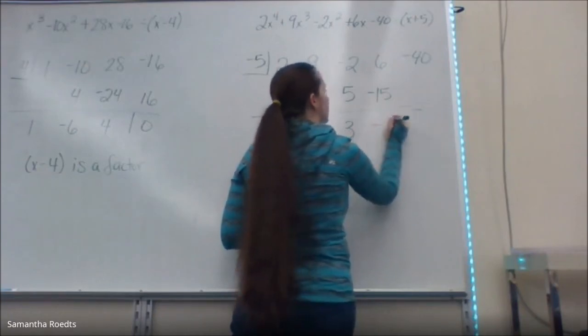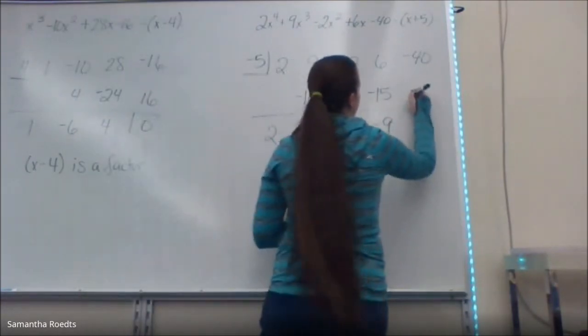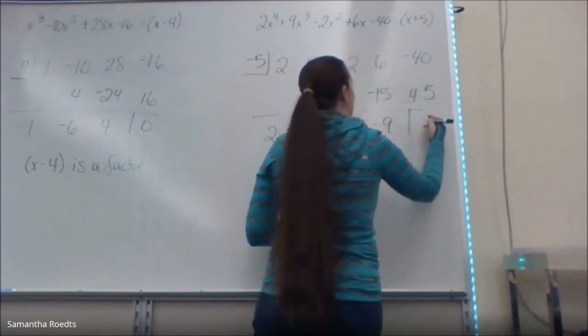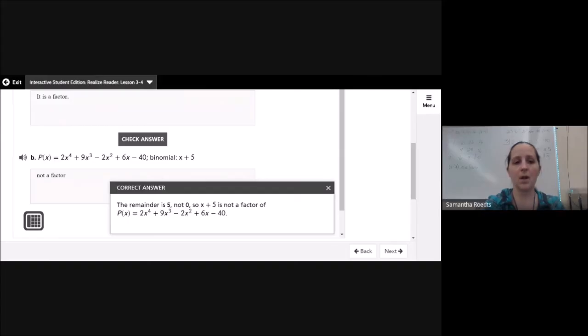Negative 9 times negative 5 is positive 45. So I have a remainder of 5. Okay, so that's not a factor. Because the remainder is not 0, x plus 5 is not a factor.